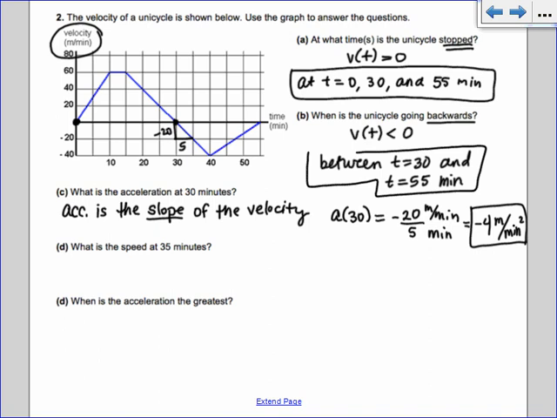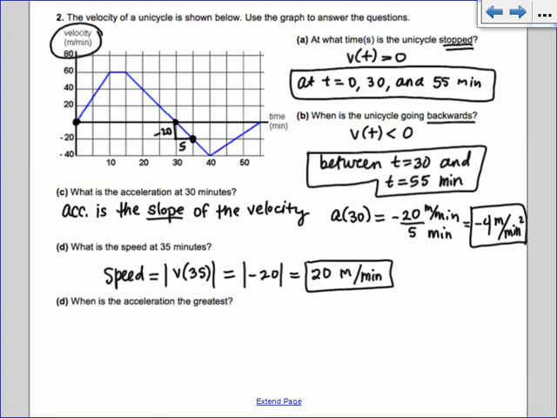All right, so the next one. It says, what is the speed at 35 minutes? So at 35, we're right here. Remember, when you ask about speed, it's the absolute value of the velocity. So we want to find the velocity at 35 minutes. Our velocity is just what's graphed, right? The velocity would be -20. So the speed then is 20. So it's 20 meters per minute.